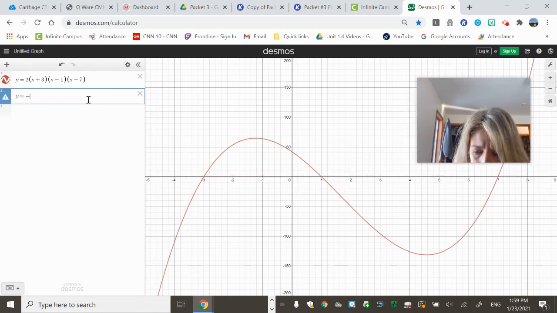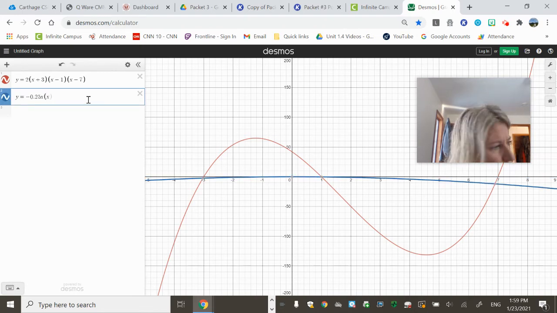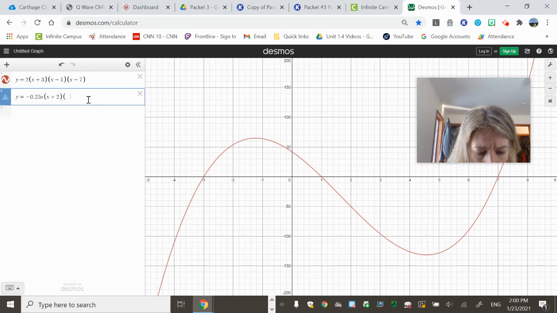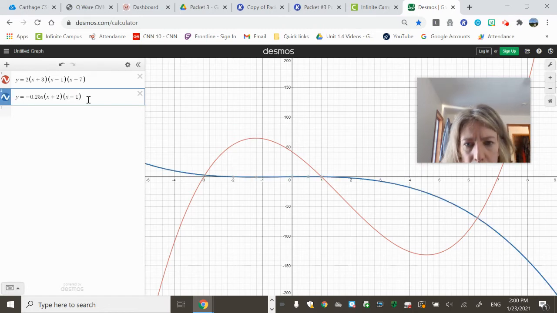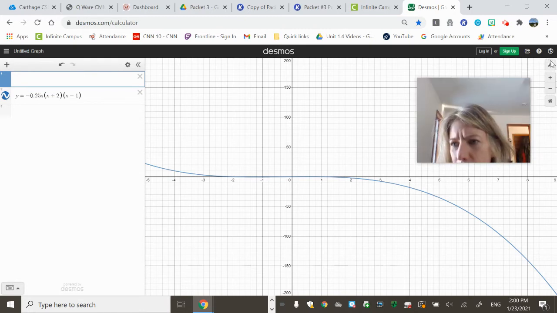So I have negative 0.25 times x plus 2 times x minus 1. And my scale is different, so I could change my scale real quick.